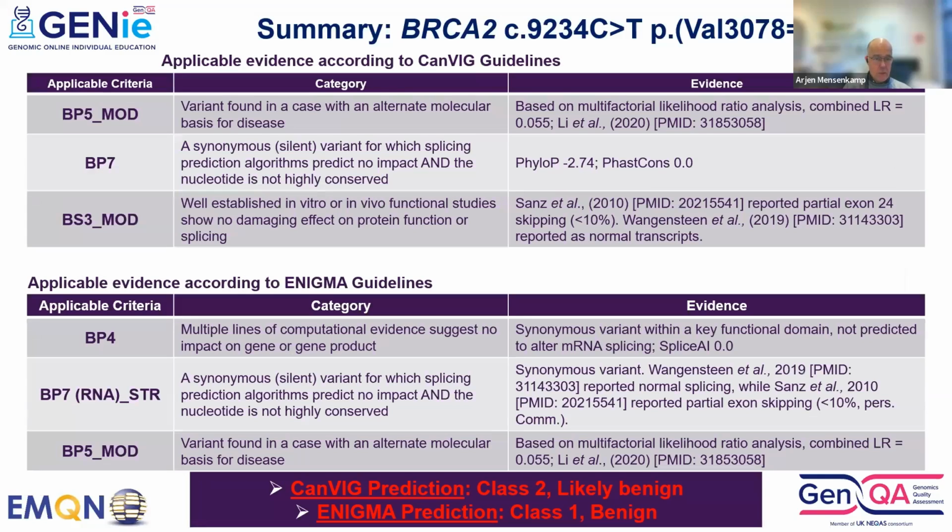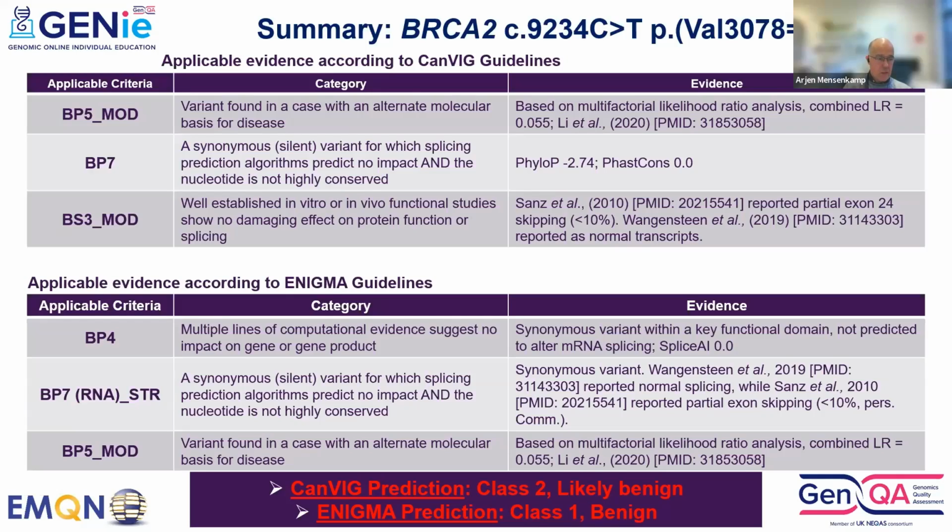Here, again, we looked at the CanVIG guidelines and the ENIGMA guidelines. BP5 moderate can be applied according to both guidelines, again based on the multifactorial likelihood analysis. Well, this one is a more difficult one, and I can come back to that later in the discussion.